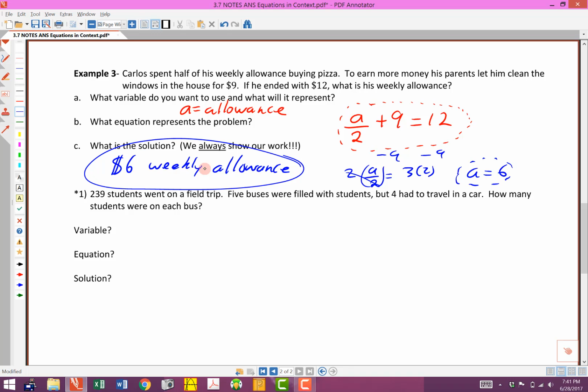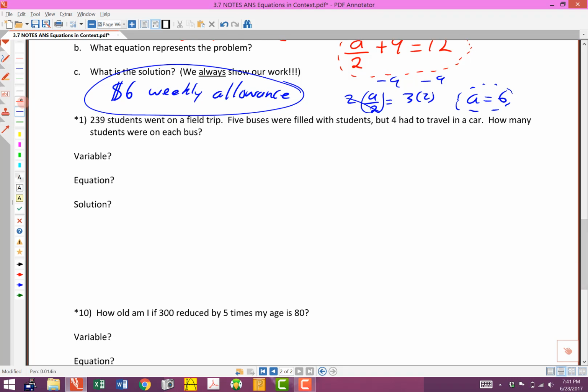And if you think about it, we could actually check this. If he spent half of that, he'd only have $3 left. And then if you add 9 to that $3, we would get 12. So we're in good shape there. Okay. So if you can show your work that way, that's great. So again, we want to declare a variable, write an equation, and then show the solution. Now these are on your assignment, but they're not going to have these next to them.